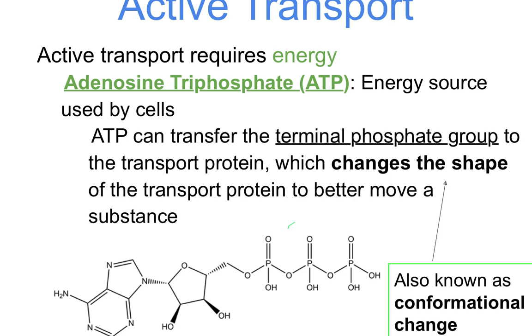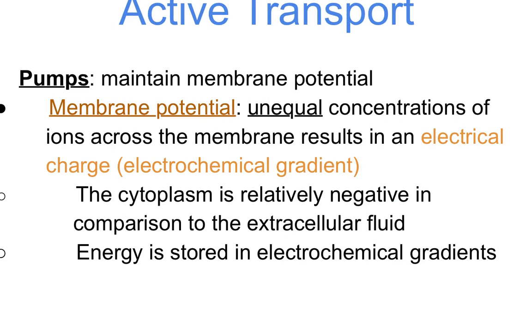And so ATP can transfer these terminal phosphate groups on and off of the molecule, and that happens inside of the transport protein. And that changes the shape of the transport protein to better move the substance. In terms of protein shapes or this molecule shape, we call that a conformational change. So the molecule itself isn't changing, it's changing its conformation. It's almost like it's flexing. But essentially, this guy right here is going to leave. It'll be ADP, adenosine diphosphate.